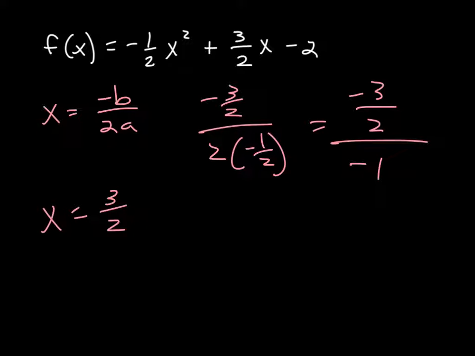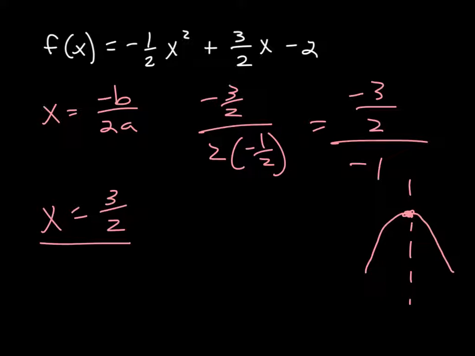Because remember, we have a quadratic. A quadratic is in the shape of a parabola, and actually this one's going to be upside down because it's negative. The vertex is right here, and the axis of symmetry is the line that goes straight through the vertex. So if the axis of symmetry is x equals 3/2, then this x value is 3/2.